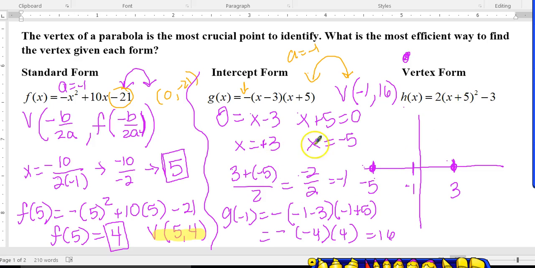You use the midpoint between your zeros. That's not hard to find, because your zeros are evident, 3 and -5. So you add 3 plus -5, cut it in half, use that number, plug it into the equation, and you found your vertex. It'll go fast after you do it 1 or 2 times. Okay, I'm going to clear so I can get the very last one.